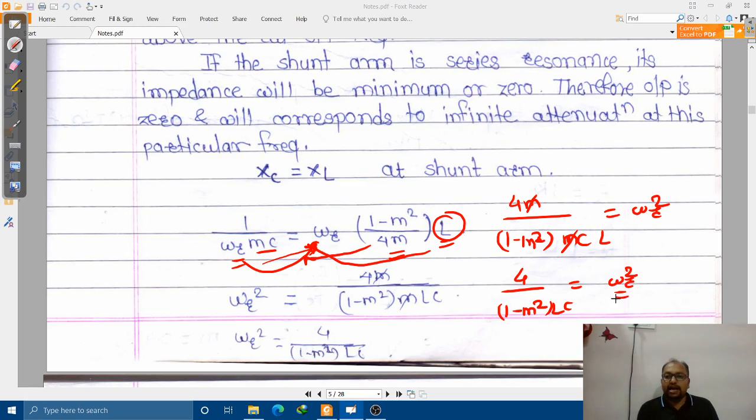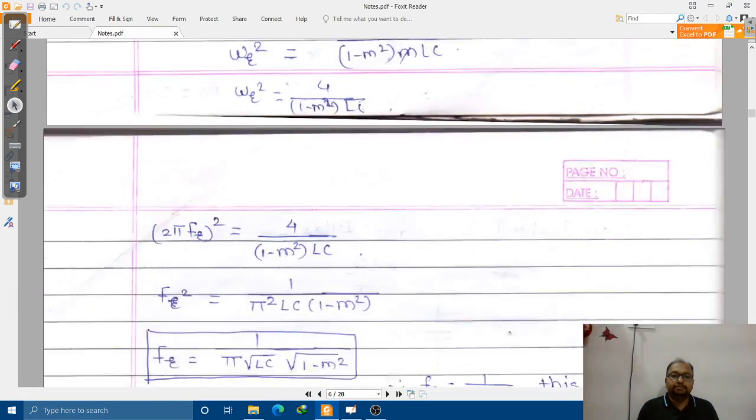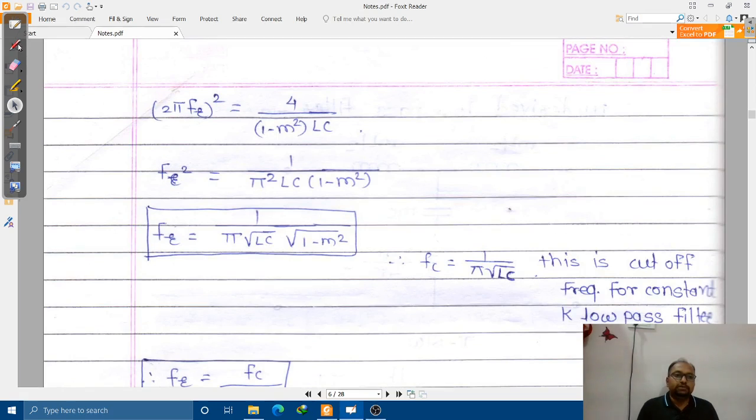Now what is omega r? Omega r is nothing but 2 pi fr, right? So 4 divided by (1 minus m square) LC equals (2 pi fr) square, right? Now let us go to the next page. I hope you understood everything, right? We have come up to this point.